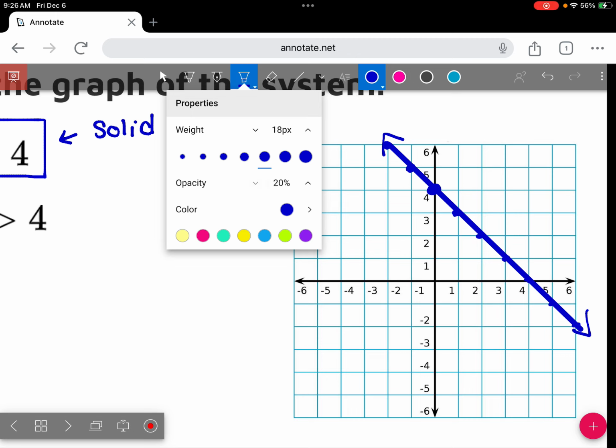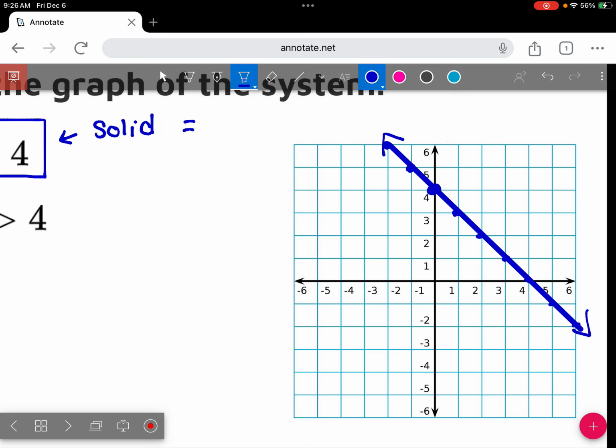Some of us will be able to spot it right off the bat. Some of us will put in a test point. If you pick any point that's not on your line, you can test it that way. So think about 0, 0. If x is 0 and y is 0, 0 plus 0 is 0. That is definitely less than 4. So this is in my solutions, which means all of these are in my solutions for this blue line.